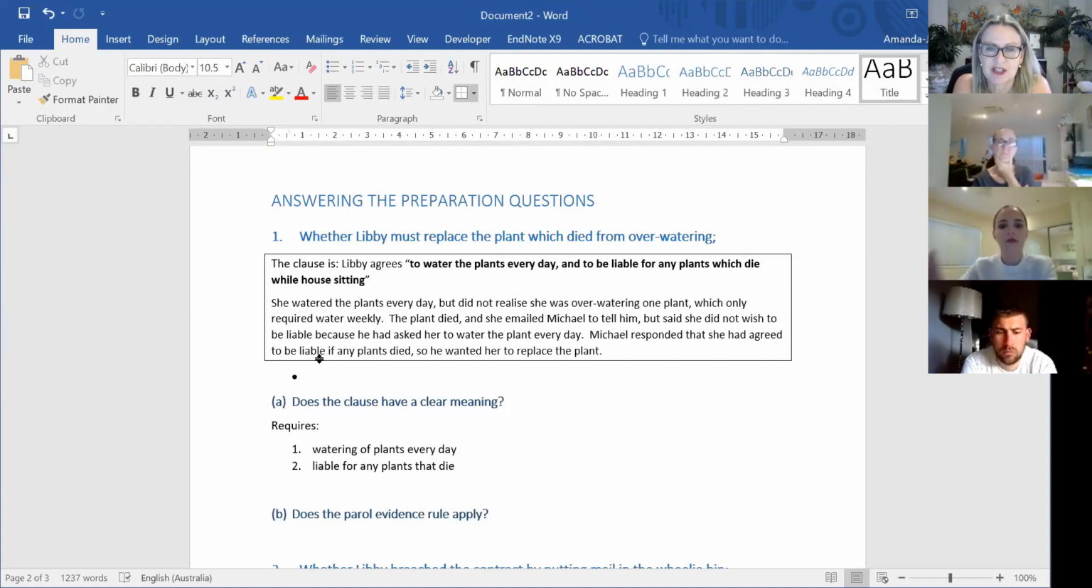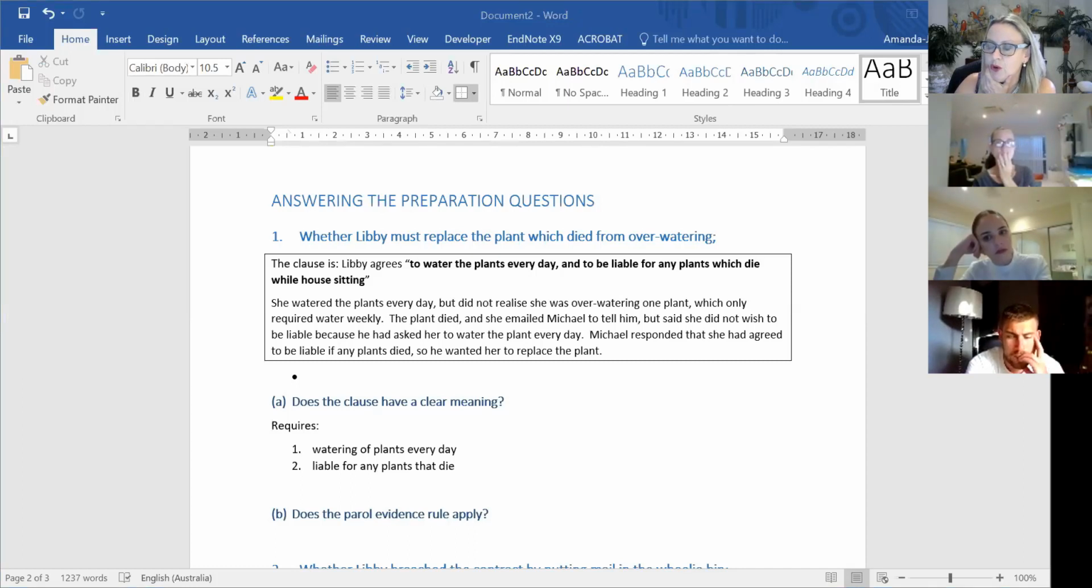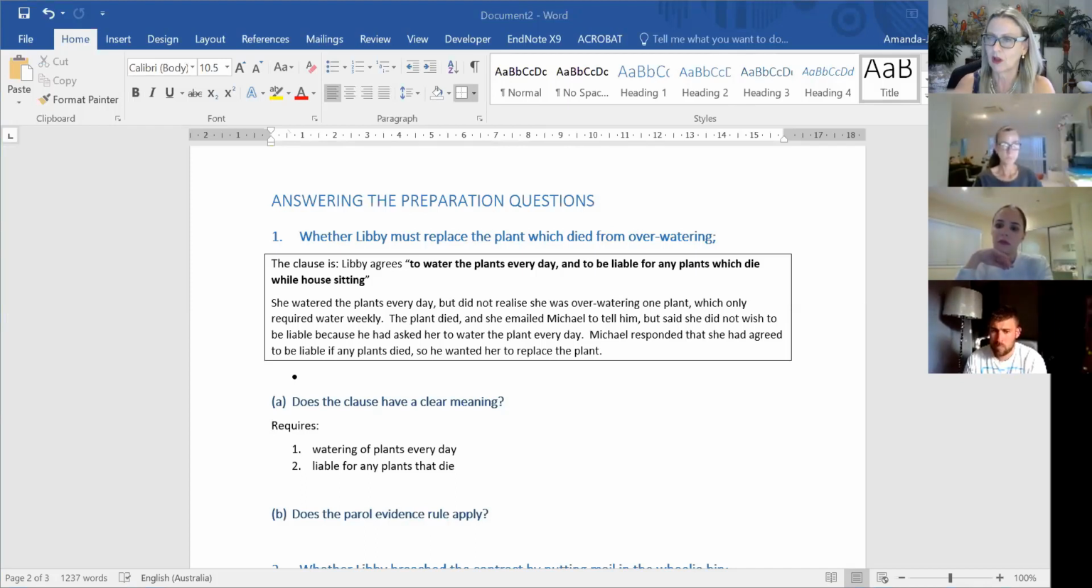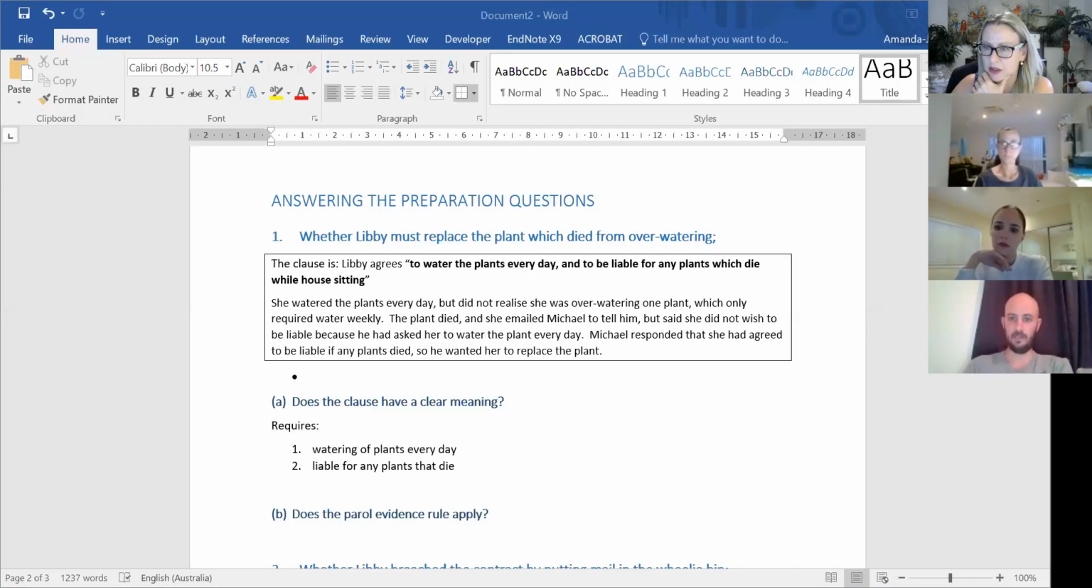Okay, so the relevant clause, she's got to water the plants every day, and she agrees to be liable for any plants which die whilst she is house sitting. Okay, what is our first port of call here? What is our first rule of construction that we're going to remind ourselves of before we go and unpack all of this? The first rule of construction. Is it unambiguous? Like, is there any ambiguity in the words?